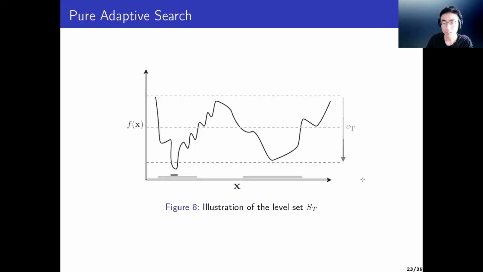The major obstacle preventing the application of the pure adaptive search is the fact that it is difficult to find points in the level set. The problem of finding points in the level set is one of the major objectives of all global optimization strategies. So in general, there is no effective way of generating random points from the improving level set, apart from using pure random search in the first place.